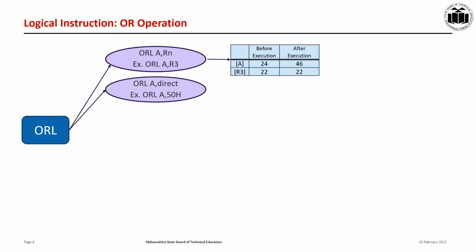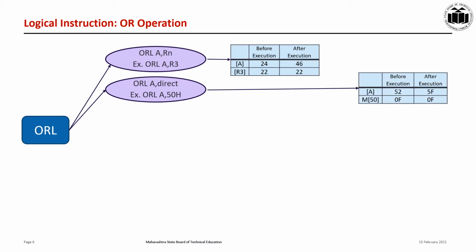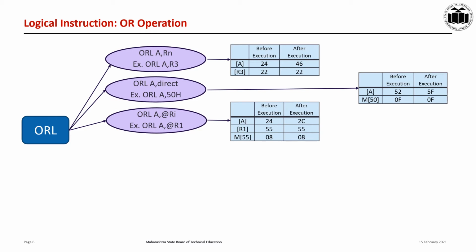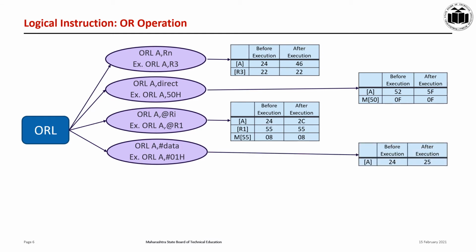ORL A, direct. This instruction ORs the content of the direct internal memory location given in the instruction with the accumulator and stores the result in the accumulator. ORL A, @Ri. This instruction ORs the content of the internal memory location pointed to by Ri with the accumulator and stores the result in the accumulator. ORL A, #data. This instruction ORs immediate 8-bit data given in the instruction with the accumulator and stores the result in the accumulator.